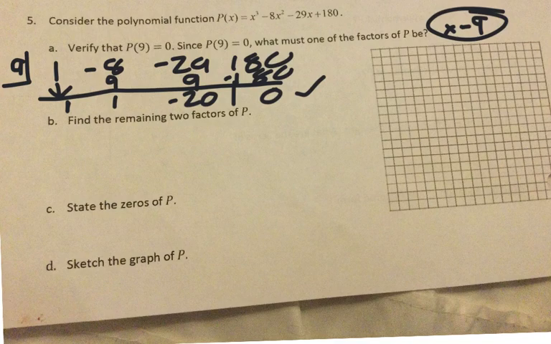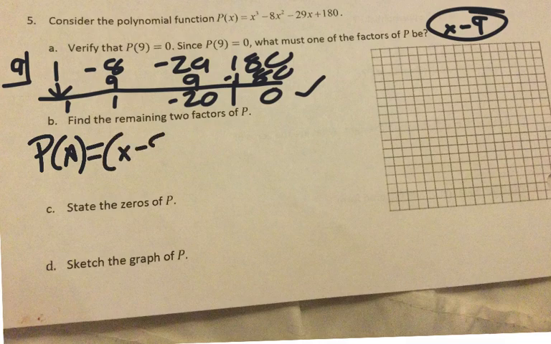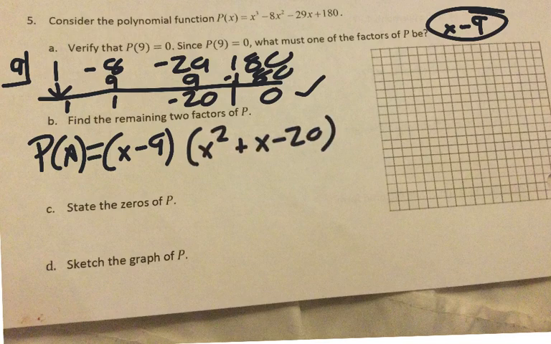That x minus 9 must be a factor. So that means that the polynomial in factored form would be x minus 9 times, and then look at my new depressed polynomial here that I got as my answer. So the constant is negative 20. This is x to the first and x to the second. So I have a quadratic, x squared plus x minus 20, that I could either factor or use the quadratic formula to find the other 2 roots.